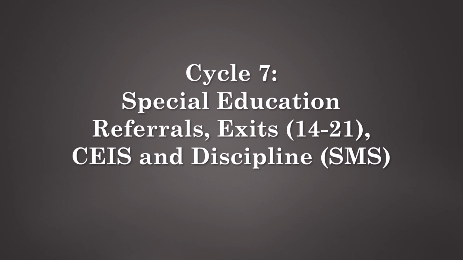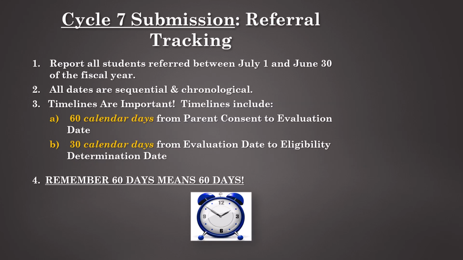This part of the presentation will include Cycle 7 referrals for the fiscal year, exits on students between ages 14 through 21, all CEIS data, and discipline, which are reports that are obtained from student management. All new referrals for the fiscal year are reported. The fiscal year begins on July 1 of the fall semester and ends June 30th of the spring semester.